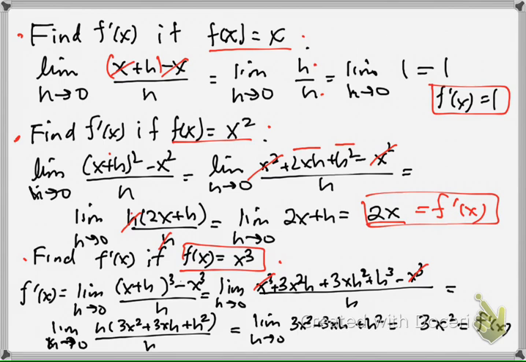Okay, when our x cubes cancel, I notice that the three terms remaining all have an h in them, so I can factor out an h. In doing so, my h's cancel, and I have this limit here, and once I plug in my 0, I get f prime of x is equal to 3x squared. I challenge you to actually do these on your own to make sure you got the same values.